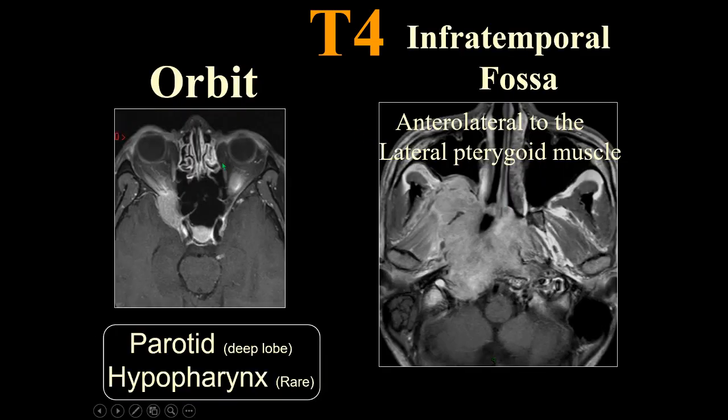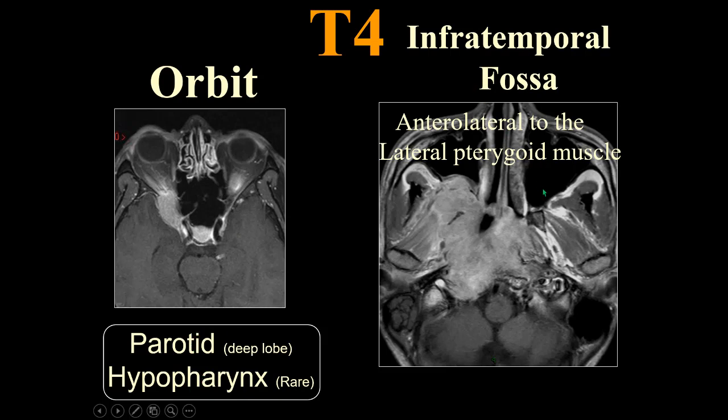The T4, this is the orbit. Whenever you see a mass at the back of the orbit, particularly in a Chinese patient, don't forget to look lower. It may be nasopharyngeal cancer that's coming up. The parotid also often affects the deep lobe, hypopharynx very rare.